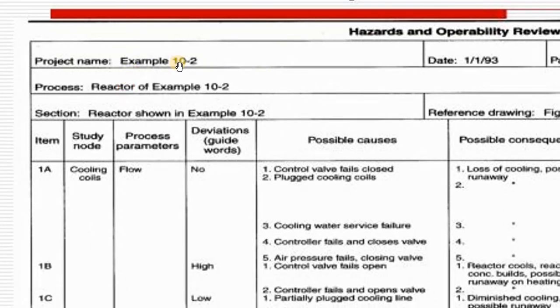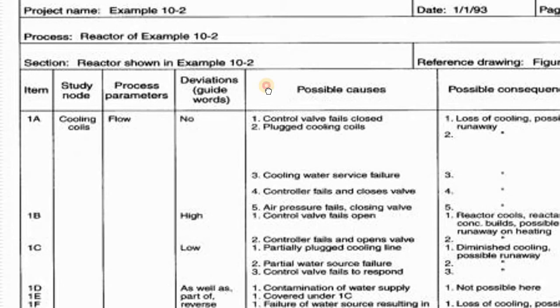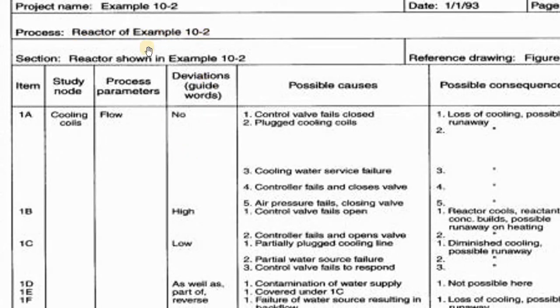So again, the project name, a certain date, the reactor, it's written the name of the reactor, for example, 10-2. Of course, this is just an example. I'm putting it just as a reference item here. I'm going to study the cooling coil, the flow of the cooling coil. If the flow rate of the cooling stopped, there's no cooling water in.